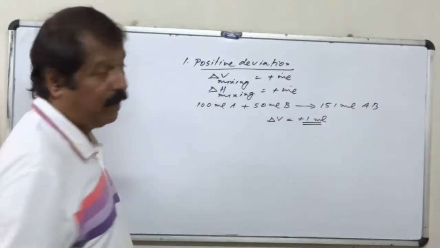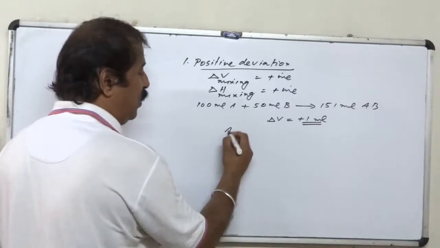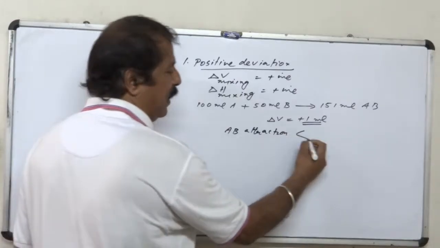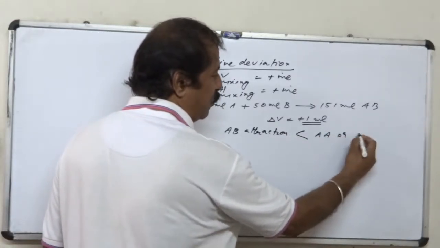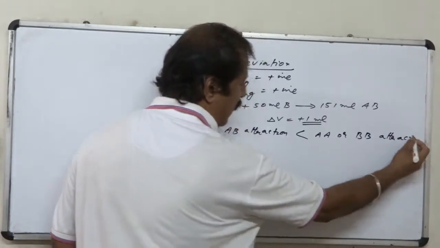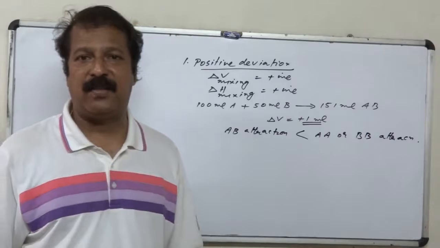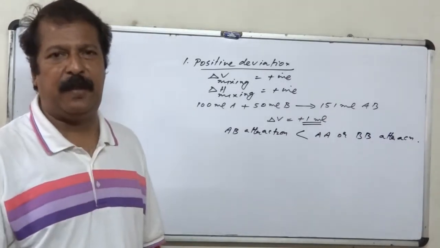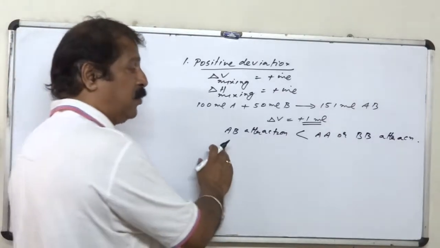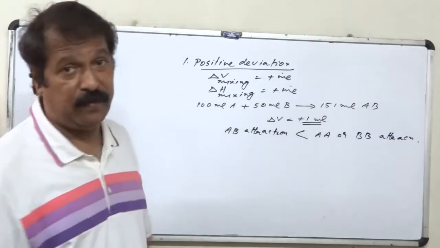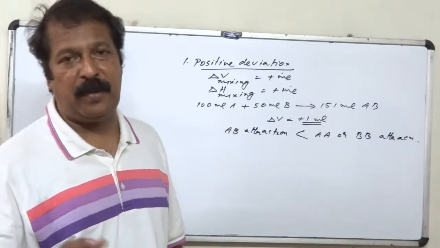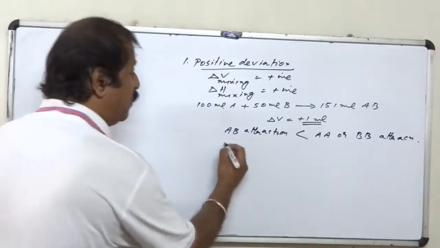And why does the volume increase? Because the AB attraction, or AB interaction, is less than the AA or BB attraction. That means there is some slight repulsive effect between A and B. So when there is repulsion between A and B, there will be an absorption of energy. In order to repel from A, B absorbs energy. To repel from B, A absorbs energy. So energy is absorbed.